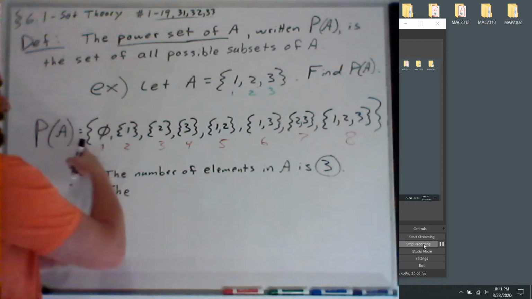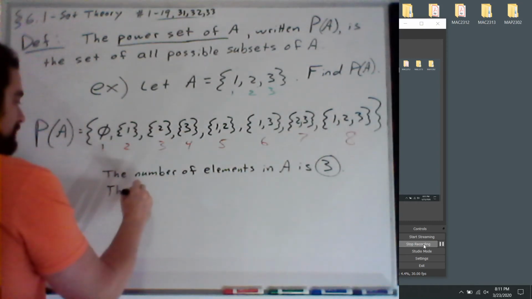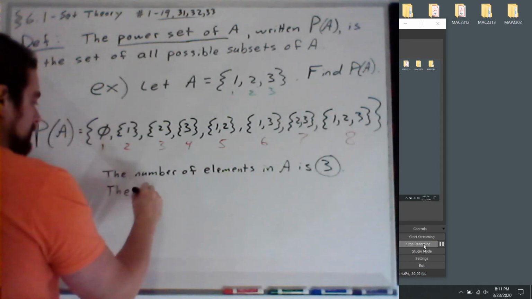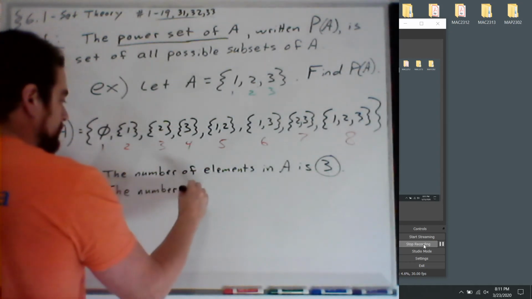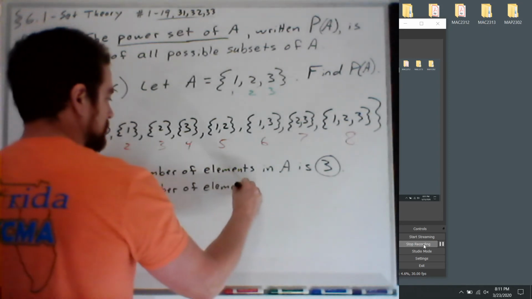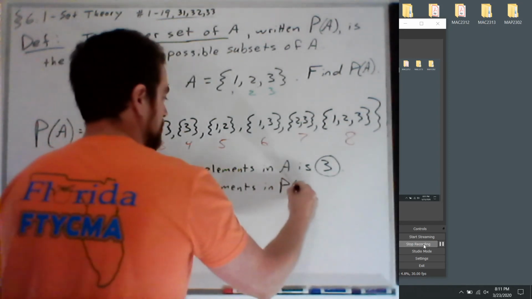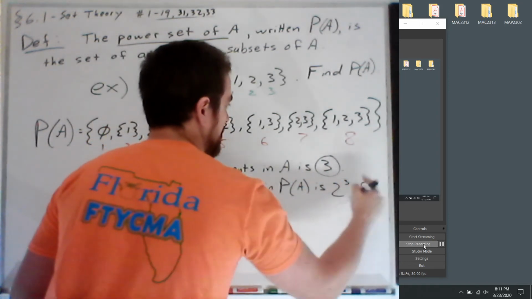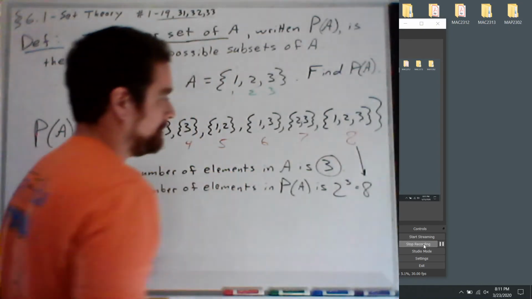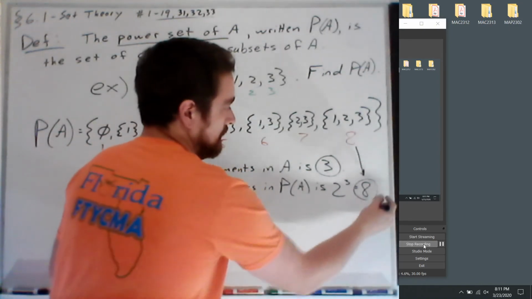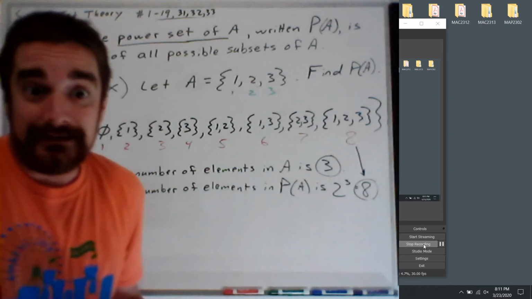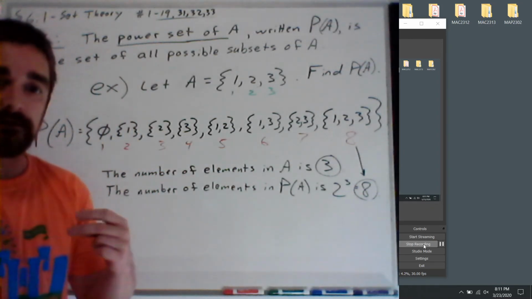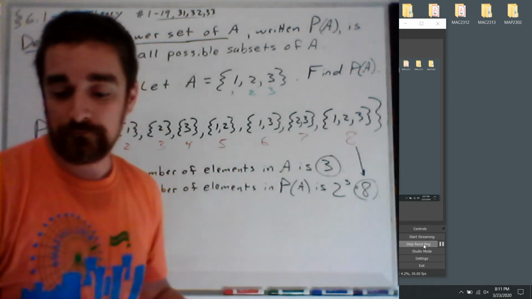I can quickly determine how many subsets I should be able to get. That is to say, I can determine the size of the power set of A. The number of elements in P of A is 2 to the 3, which is 8. See that? So this is actually very nice. It allows us to determine, hey, did I get them all? Did I get all the different subsets for the power set? It very quickly allows us to determine yes or no.